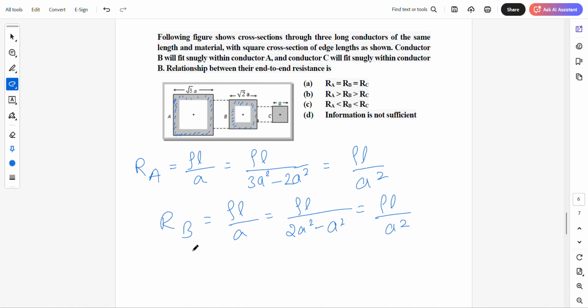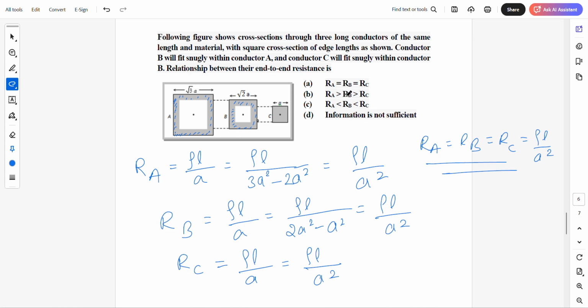Now let us calculate the resistance of C conductor. Understood? RC you can directly write as rho L by A, area. That is equal to rho L divided by how much is the area of this one? A into A, a square. Now if I observe all these three, RA and RB are equal to what? RC is the same as what? Rho L by a square is coming here. Now which is the right answer? RA is equal to RB is equal to RC is the right answer.